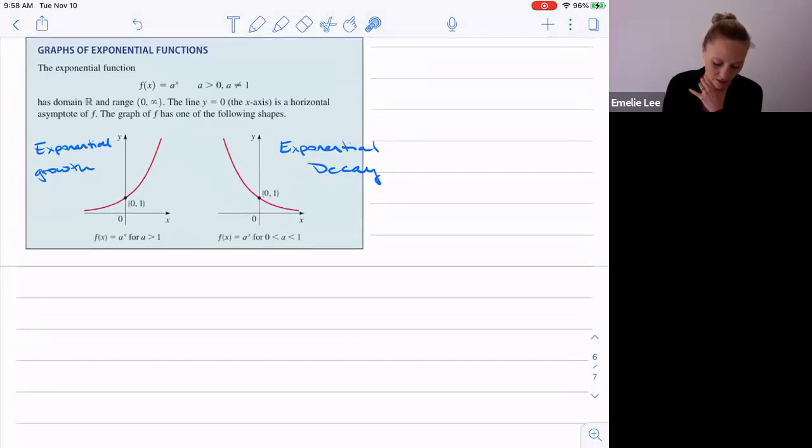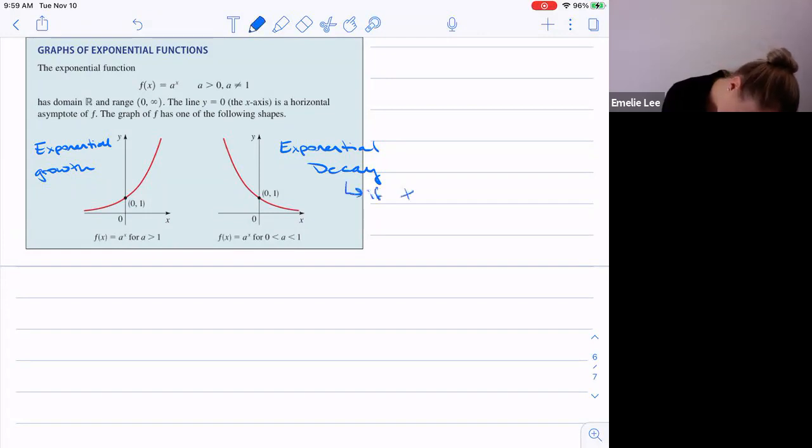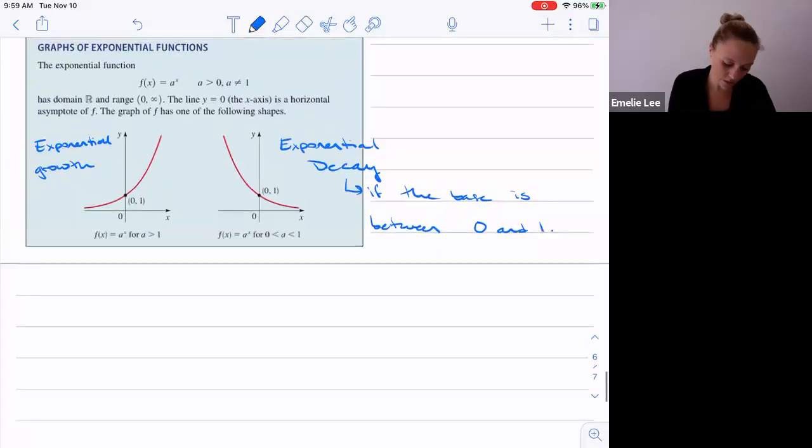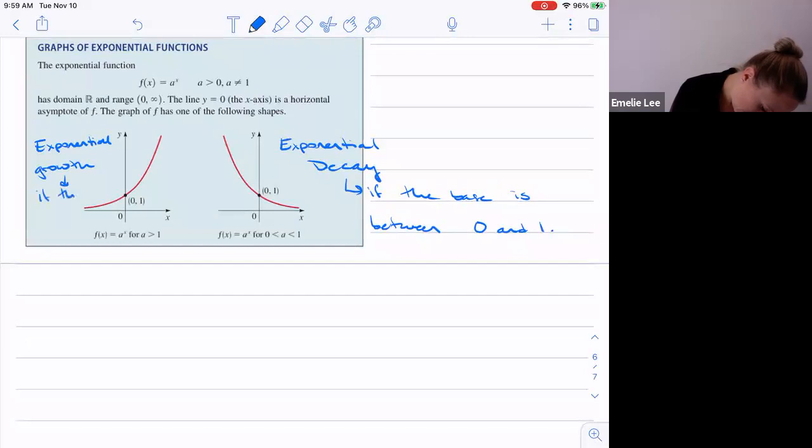And the difference between these is in the base. So if you have a to the power of x, as long as a is greater than 1, then you have this growth. Whereas if a is between 0 and 1, so it's still positive, but it's a fraction between 0 and 1, then you have this decay. So decay is if the base is between 0 and 1, whereas the growth is if the base is greater than 1.